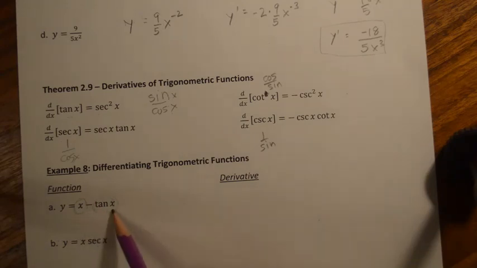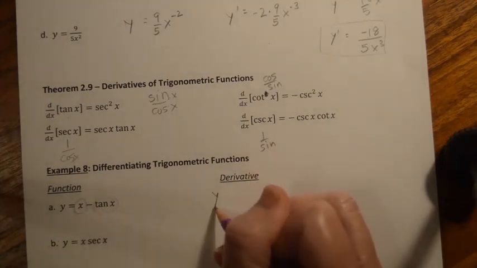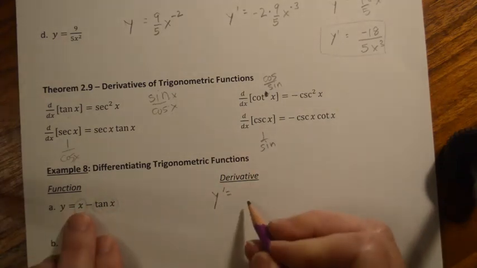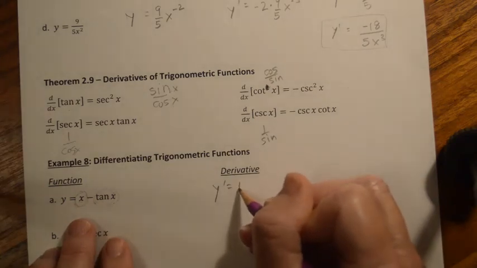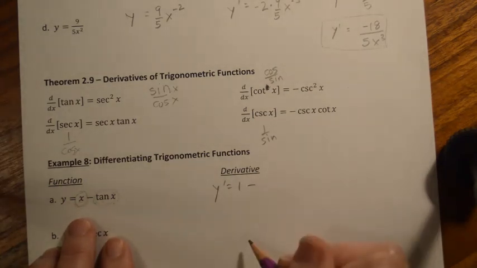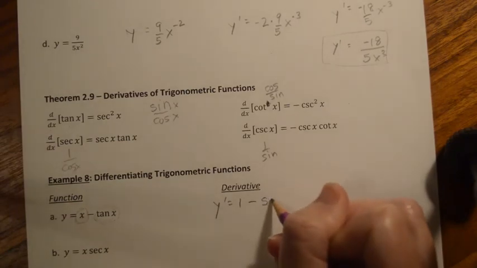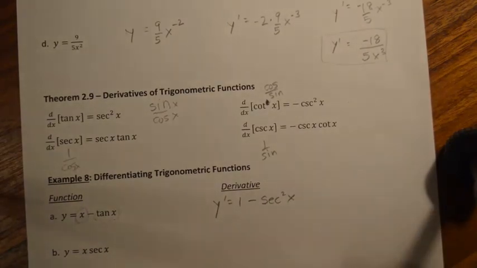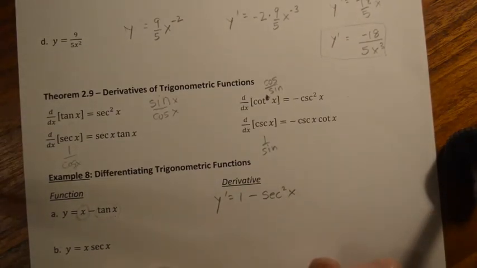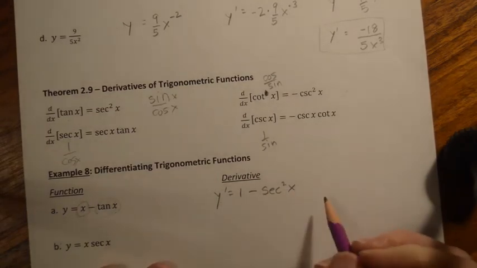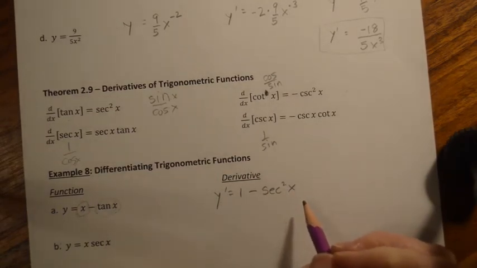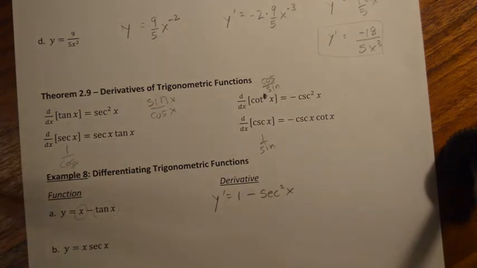So here we've just got two separate pieces that are being subtracted. We just take the derivative of each by itself. The derivative of x is just 1 minus the derivative of tangent is secant squared, so this is going to be 1 minus secant squared x. You might be able to use trig identities to simplify some of these, and we will later on, but for right now I would say let's just leave it like that.